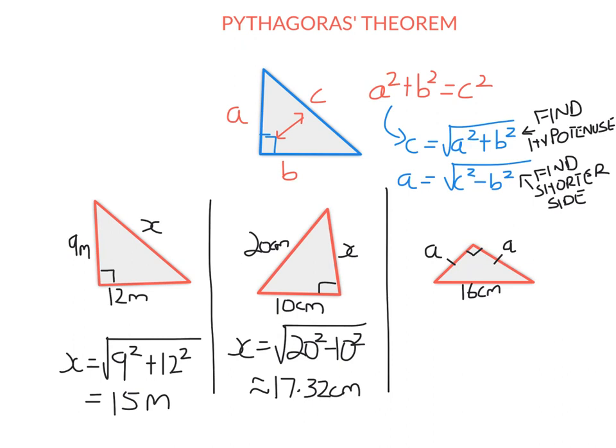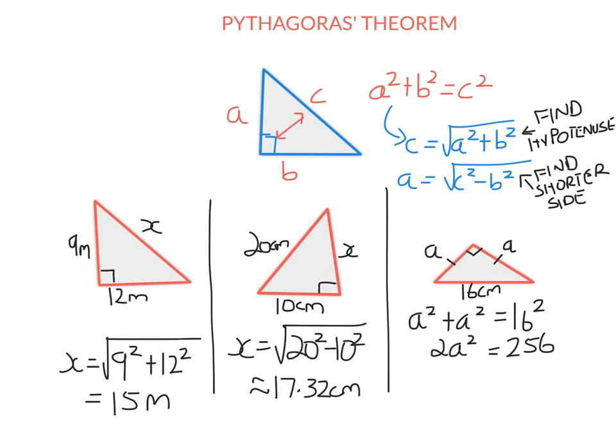So what we have to do is substitute here into this formula a squared plus b squared equals c squared. So we have shorter side squared plus shorter side squared equals hypotenuse squared. So a squared plus a squared is 2a squared. 16 squared is 256.